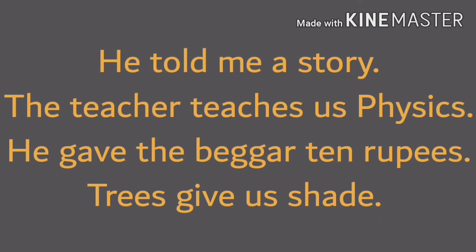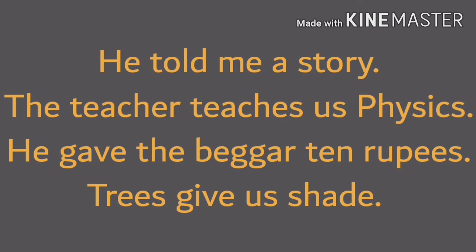Look at the first sentence. He told me a story. Told what? A story. That is the direct object. Me is the indirect object. Told to whom? Me. And me is a pronoun. So it is said to be in objective case or accusative case.